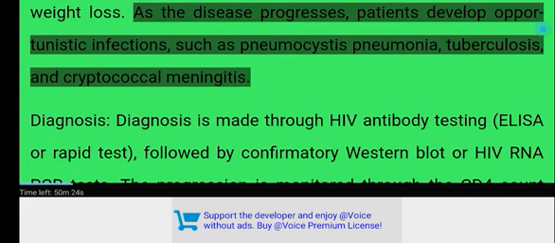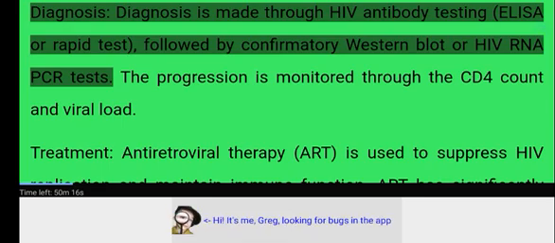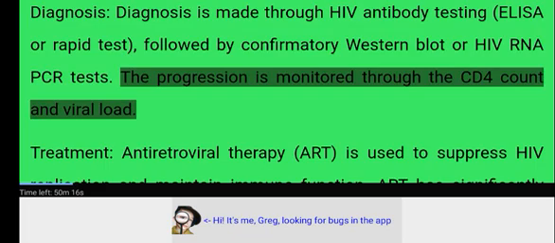As the disease progresses, patients develop opportunistic infections, such as pneumocystis pneumonia, tuberculosis, and cryptococcal meningitis. Diagnosis. Diagnosis is made through HIV antibody testing, ELISA or rapid test, followed by confirmatory Western blot or HIV RNA-PCR tests. The progression is monitored through the CD4 count and viral load.